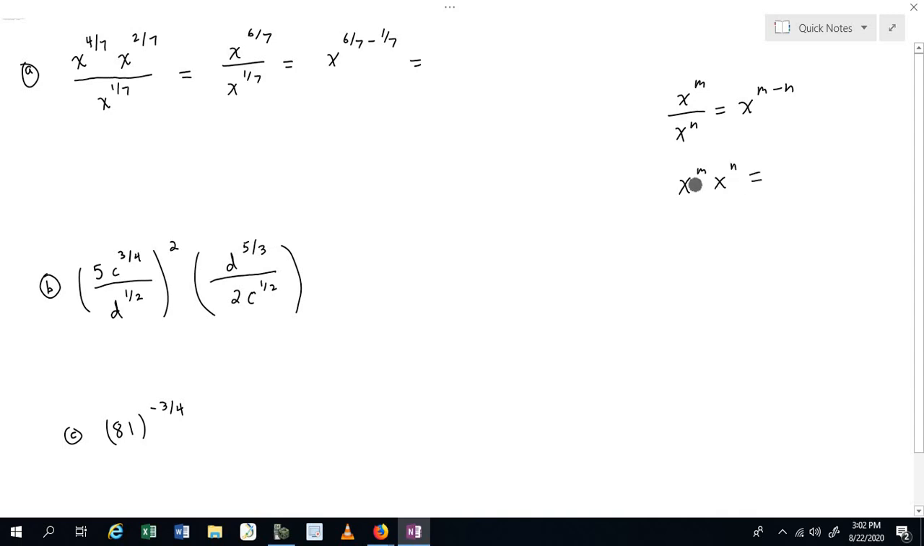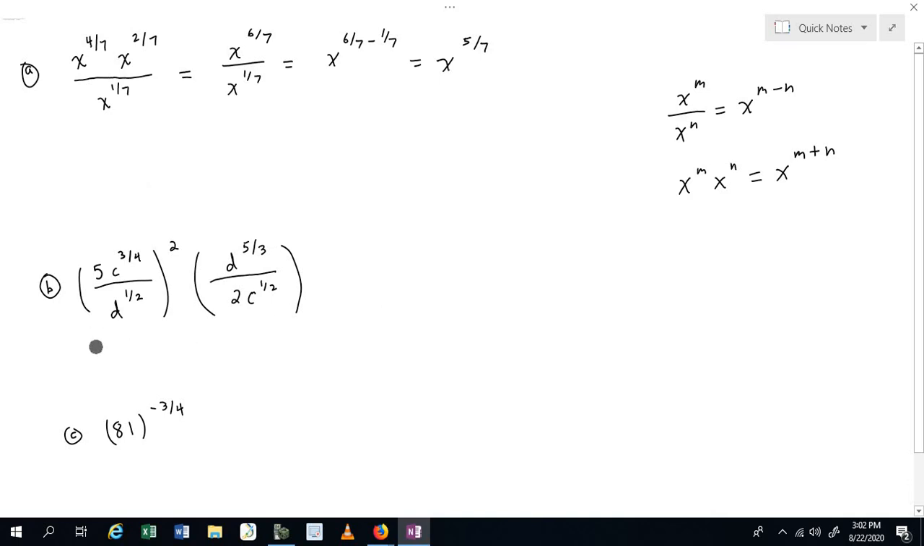And when you multiply x to the m by x to the n, that's when you add the exponents. Okay, so we're using both of those properties here, right? We're using this property to add these exponents, and then we're using this property to subtract those exponents. And so 6/7 minus 1/7 would be x to the 5/7. Okay, so this is simplified.